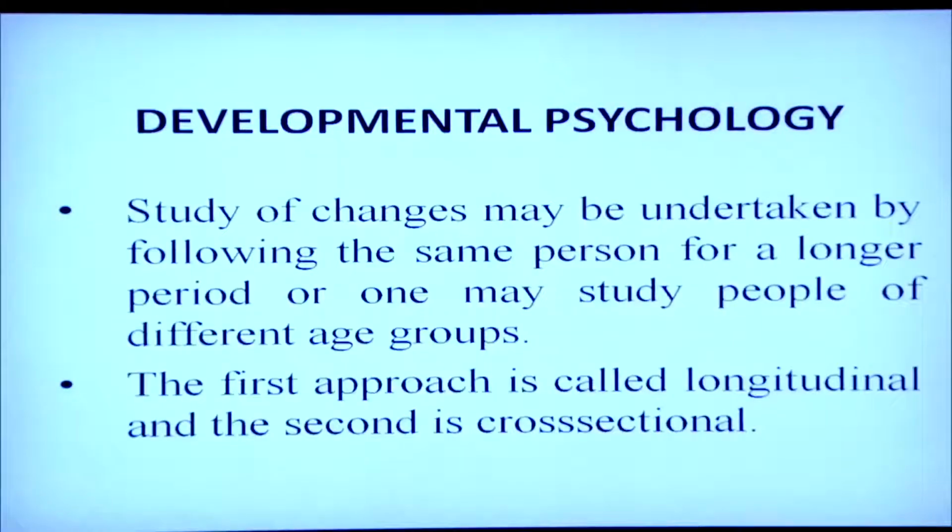The study of changes may be undertaken by following the same person for a longer period, or one may study people of different age groups. Which means that, in order to understand the developmental processes in an individual, how do we study it? Either we take one child, say from age 1 or age 3, and we try to analyze the developmental changes in that person throughout the lifespan or for some time, say 10 years or 15 years.